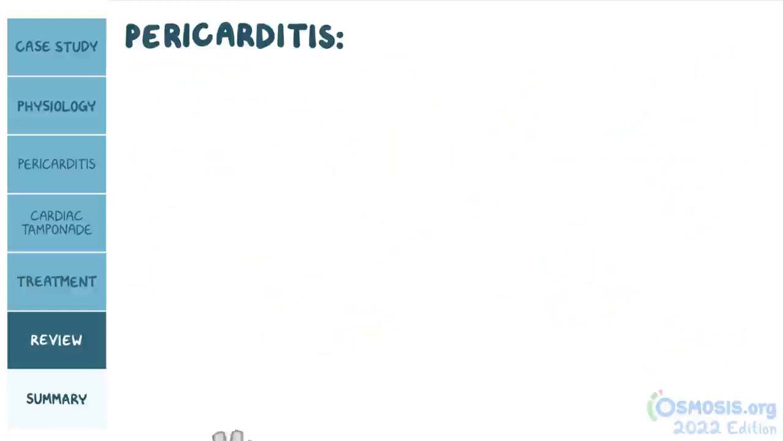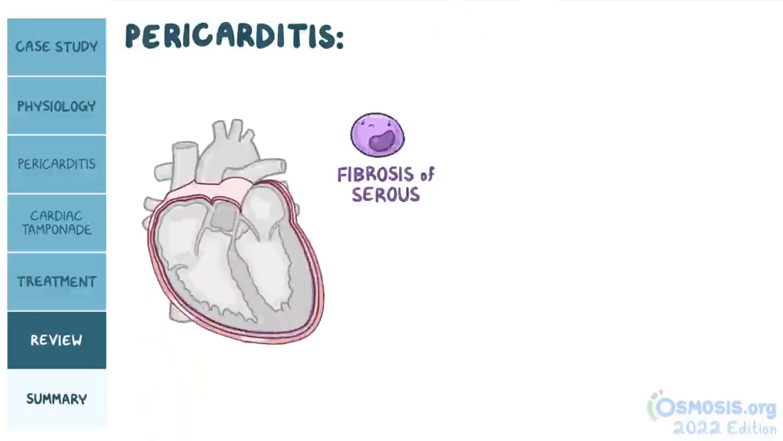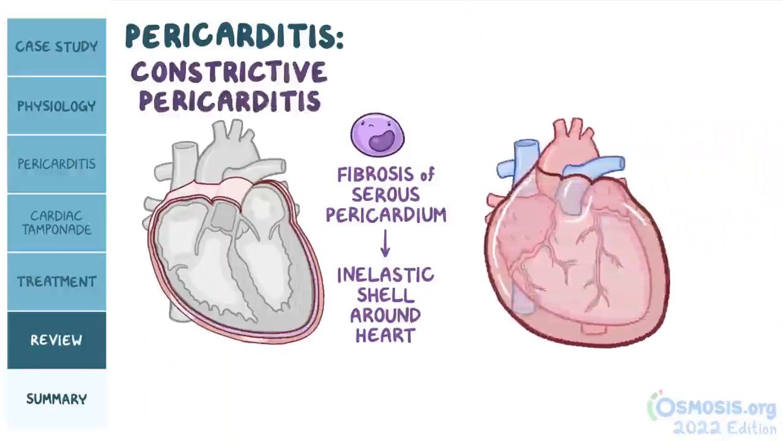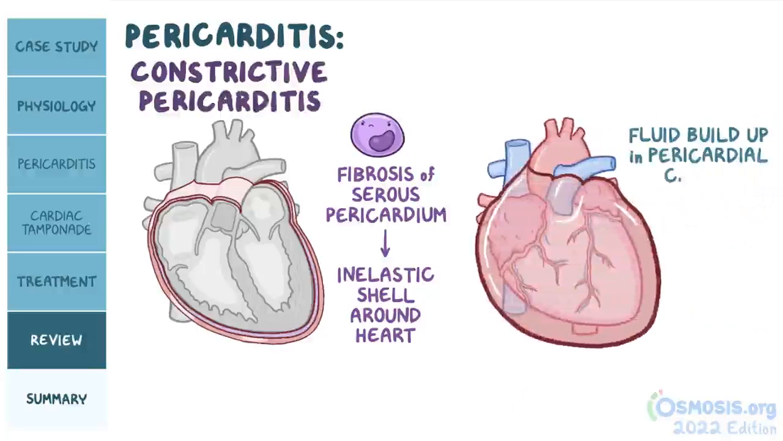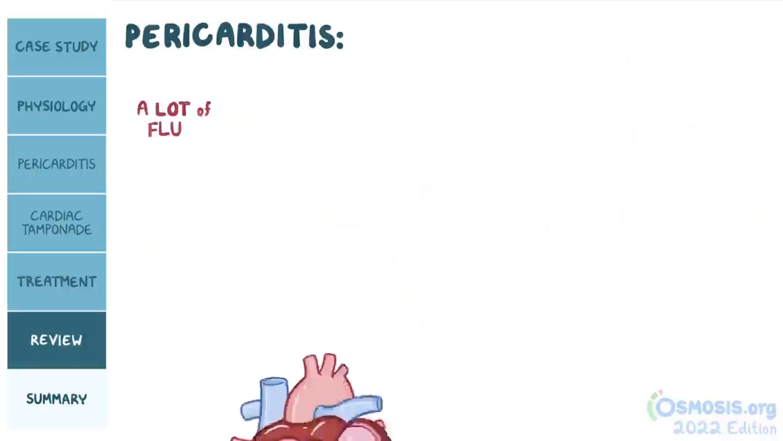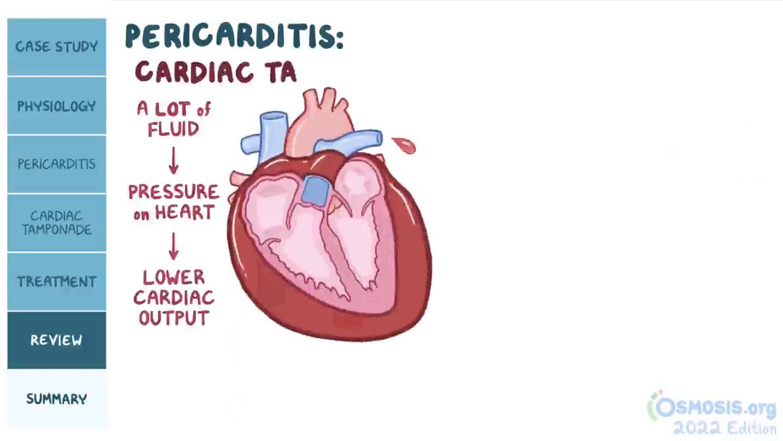Now, sometimes, when the inflammation persists, immune cells can initiate fibrosis of the serous pericardium, which can produce an inelastic shell around the heart. And this is called constrictive pericarditis. When pericarditis causes fluid to build up in the pericardial cavity, this is called a pericardial effusion. Finally, when there's a lot of fluid in the pericardial cavity, it can put pressure on the heart and lower the cardiac output, and this is called cardiac tamponade.